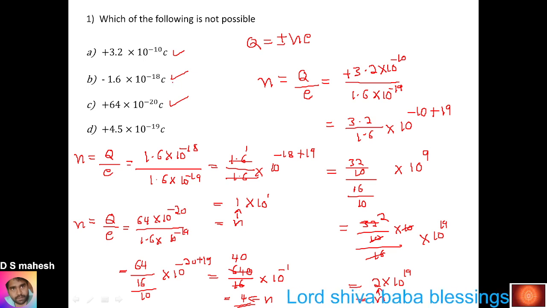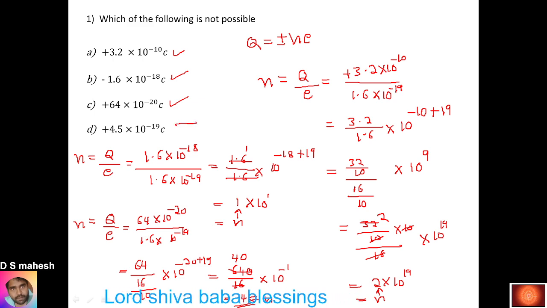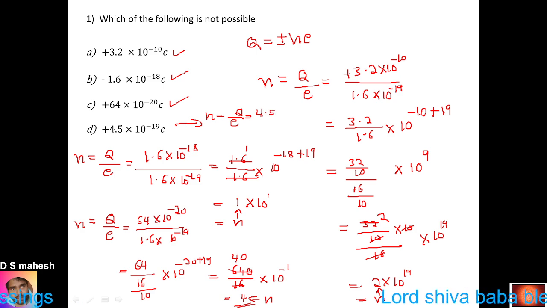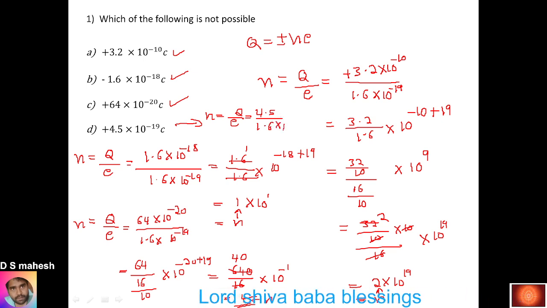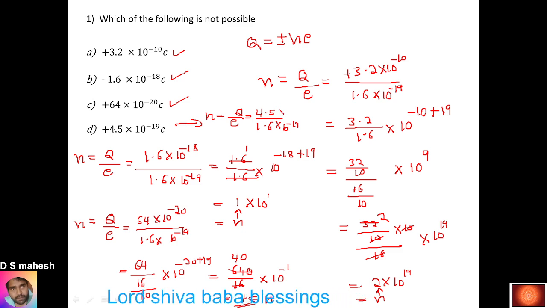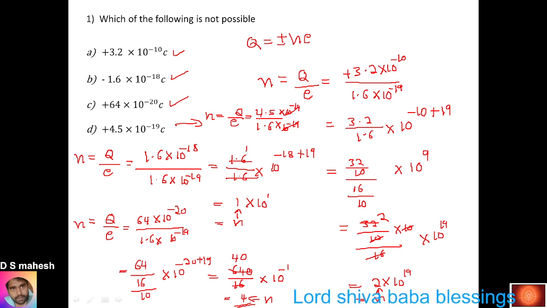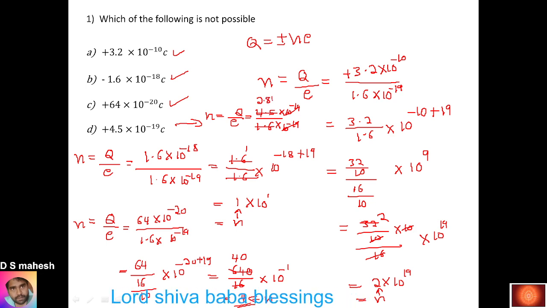Now the last case. Here let us consider the last case. N is equal to q by e. So this is 4.5 divided by 1.6 into 10 to the power of minus 19. So this is 4.5 into 10 to the power of minus 19. So these two get cancelled, 1.6 and 4.5, and this turns out to be 2.81.